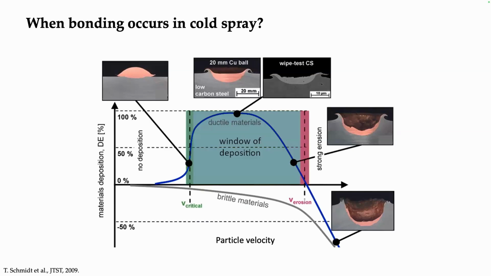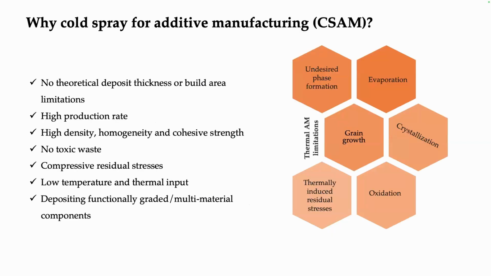So there is a limited range of velocity that would ensure bonding in cold spray, and that is to be identified for each, let's say, feedstock material and ensured by the process parameters. As I mentioned, cold spray is very well established for coating, and more recently also for repair, but not for additive manufacturing. Yet it has a lot of potential to be used for additive manufacturing. And why we are promoting that is because there's theoretically no limitation for the thickness of the material that you can deposit by cold spray.